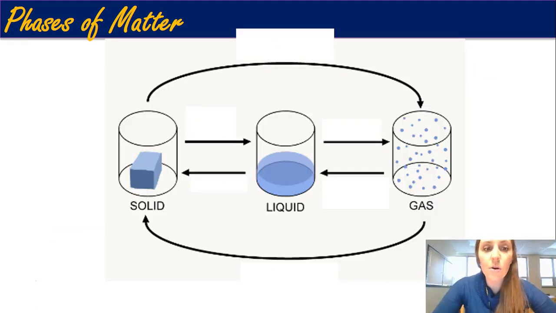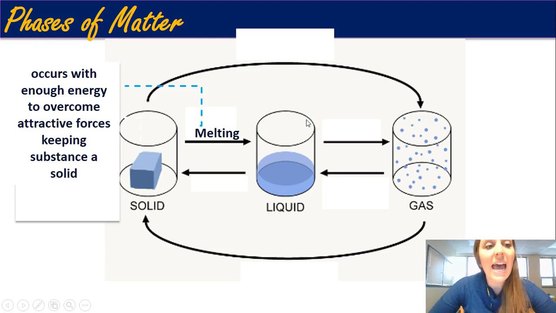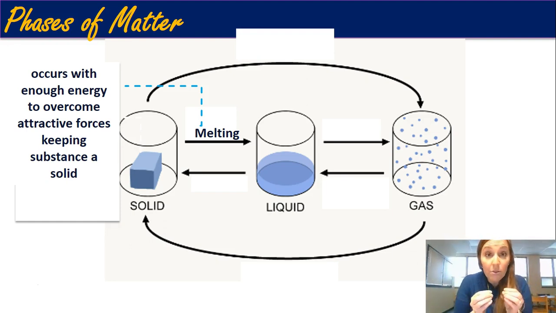All right, so we're going to go over these changes all together. First, going from a solid to a liquid is called melting, and that occurs when there's enough energy to overcome the attractive forces keeping a substance together. All of those molecules inside a substance are keeping nice and tight, and then as you add energy, they start to escape from each other.